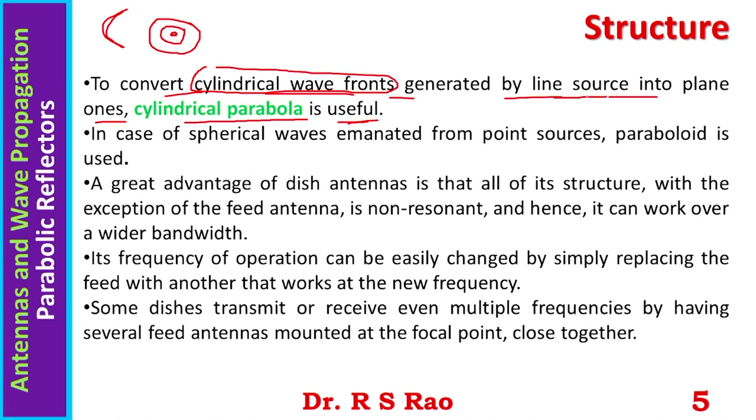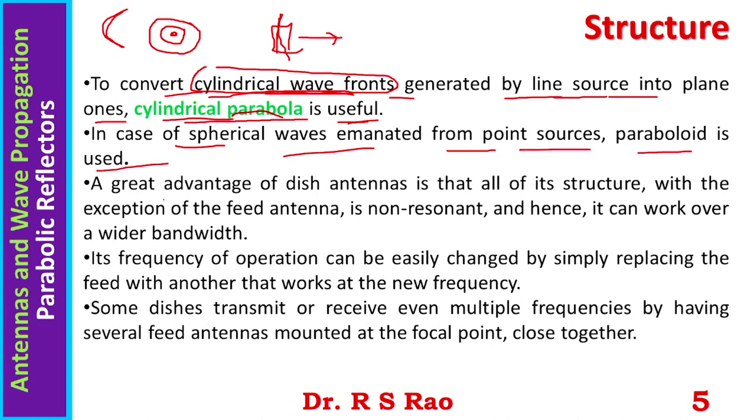A line source like a half wave dipole generates cylindrical wavefronts. This is a dipole. These are cylindrical wavefronts; one after another, they arise from the dipole. To convert cylindrical wavefronts into planar ones, a cylindrical parabola is required. In the case of spherical waves emanating from point sources, a paraboloid is used.